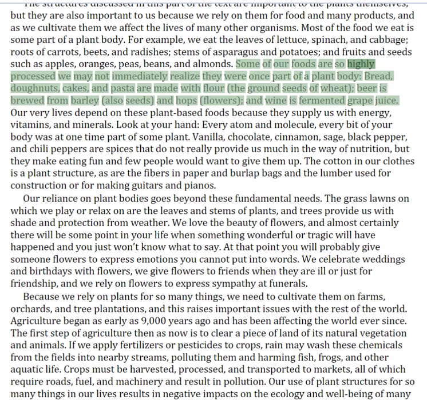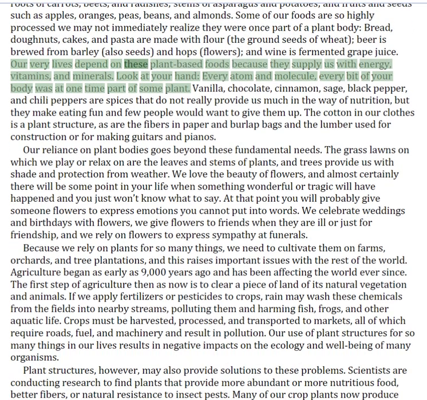Some of our foods are so highly processed we may not immediately realize they were once part of a plant body. Bread, donuts, cakes, and pasta are made with flour, beer is brewed from barley and hops, and wine is fermented grape juice. Our very lives depend on these plant-based foods because they supply us with energy, vitamins, and minerals. Look at your hand. Every atom and molecule, every bit of your body was at one time part of some plant.